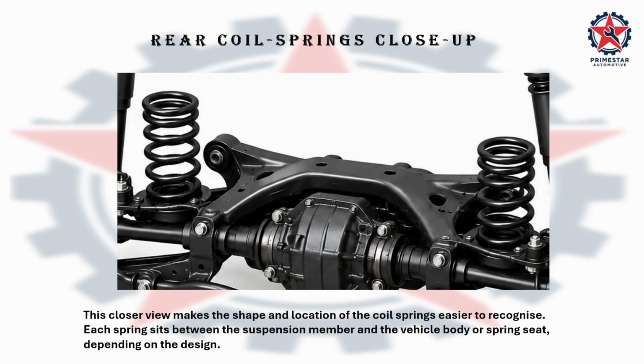This closer view makes the shape and location of the coil spring easier to recognize. Each spring sits between the suspension member and the vehicle body or spring seat, depending on the design, based on manufacturers and brand.